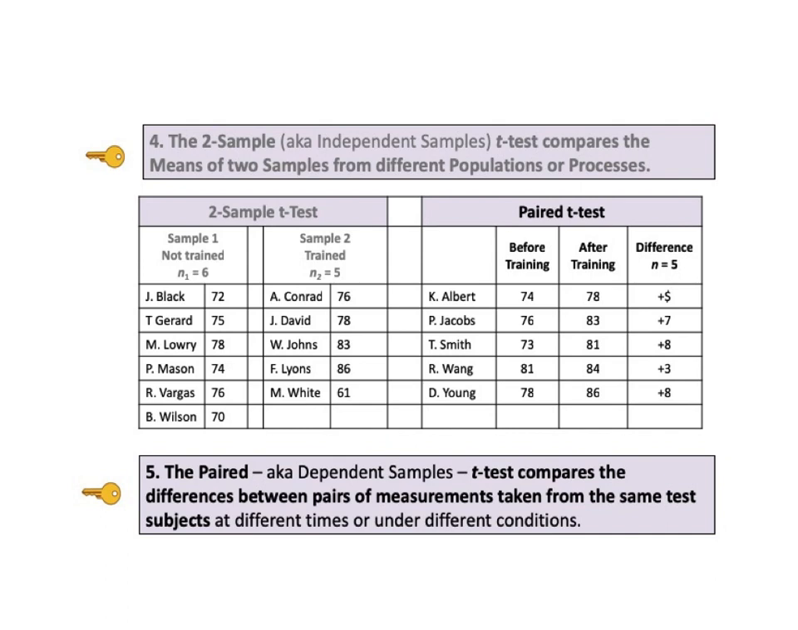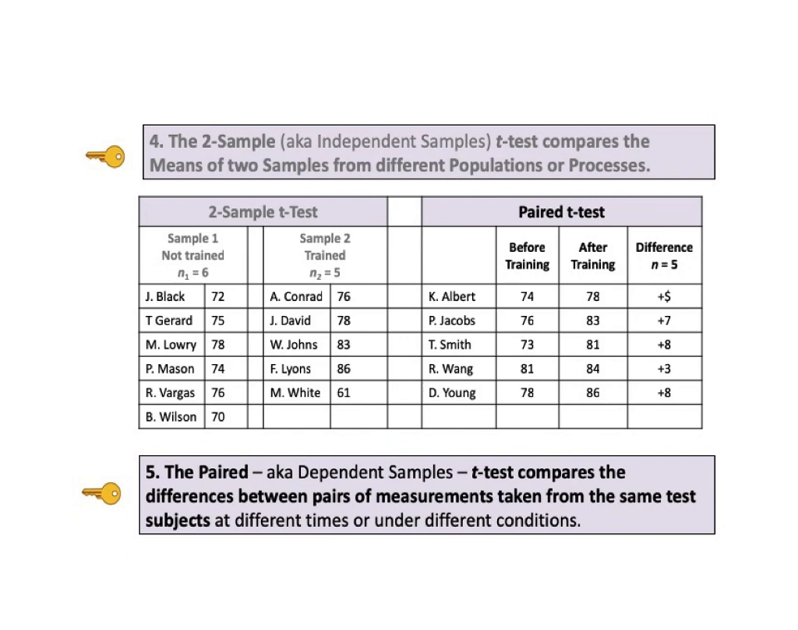On the left side, we have the table from the previous slide illustrating the two-sample t-test. On the right is a table showing the results of a paired t-test. As KTU number 5 says, the paired, aka dependent, samples t-test compares the differences between pairs of measurements taken from the same test subjects at different times or under different conditions.